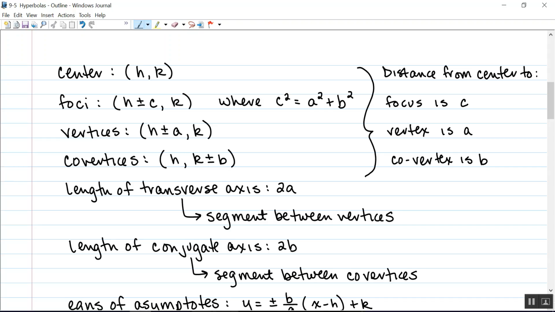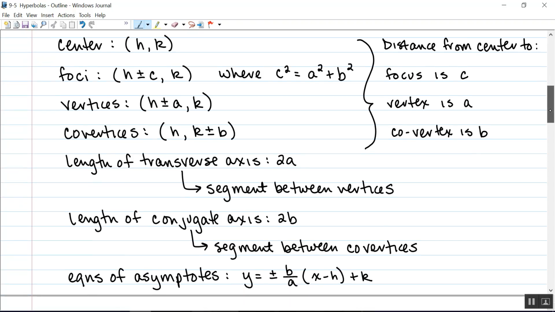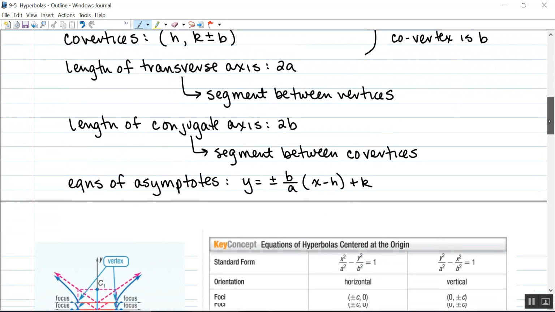We have something called the transverse axis, which is a segment that runs between the vertices. Its length is 2a, which makes sense because it's going to go from vertex to center and then center to vertex. The conjugate axis is the segment that goes between the two covertices, and its length is going to be 2b units. And then hyperbolas have asymptotes, and the equations of the asymptotes are y equals plus or minus b over a times (x minus h) plus k. Actually, I'm going to show you an easier way so you don't have to memorize that.